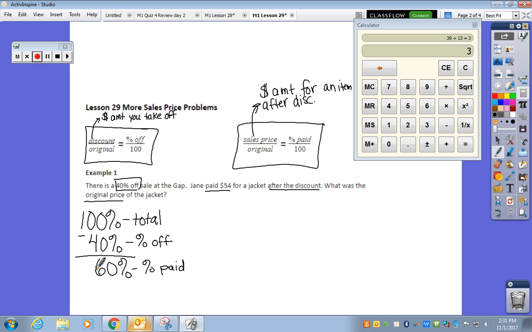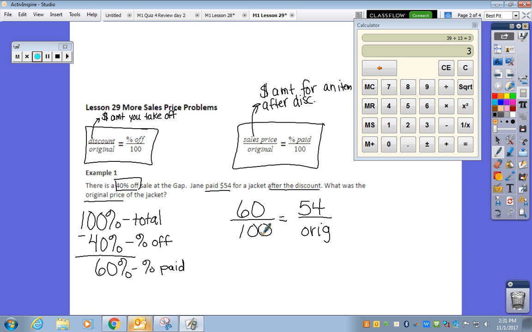Since we do have a percent to work with, I'm going to recommend we switch the order of these two fractions. So we're going to put the percent fraction first. So 60 over 100 equals the sales price, which we found from the problem as 54, over the original. Remember, original should always be across from 100. You can see that here and here. So no matter which type of problem you're doing, 100 and the original should be across from each other.